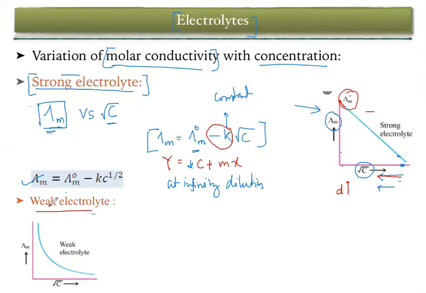Now let us take how weak electrolyte will behave. The weak electrolyte graph is like this. A bigger question is, why is it a straight line for strong electrolyte, while for weak electrolyte the graph is curved? Because the ions are not going to completely dissociate. As we know, weak electrolyte dissociates partially. So the ions are not going to be produced rapidly. They will be produced very, very slowly. So the graph looks like this.